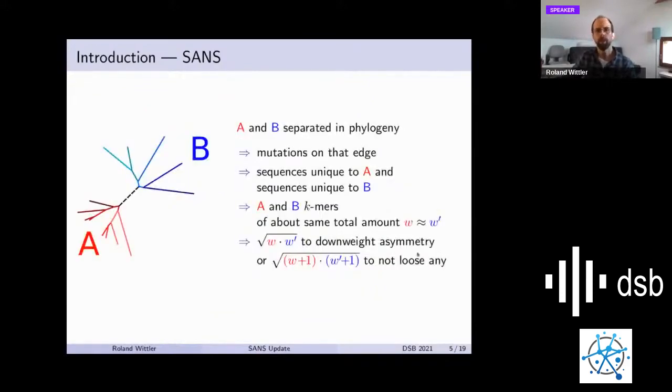So why do we do this? On the left, you see some phylogeny. Let's assume we know the phylogeny and we pick one edge, and this edge separates the phylogeny into the red and the blue subtree.